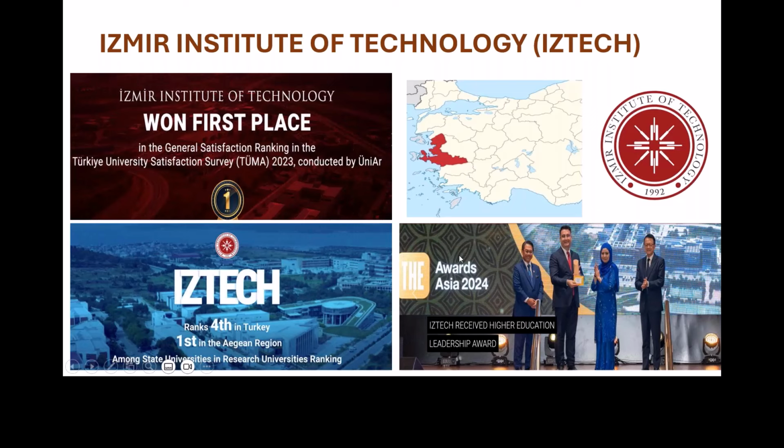We are one of the best universities in the Asian region because we were selected as the best research university in the Asian region, and we are ranked 4th in general in Turkey among the state universities. Very recently we got a leadership award for higher education, which is known as the Oscars of Higher Education Awards Asia 2024. And last year we were also ranked as the best university for the satisfaction survey. I would like to give some more information about my team.